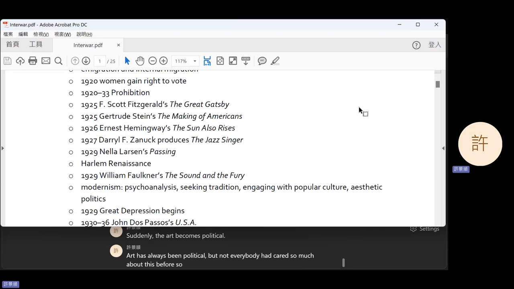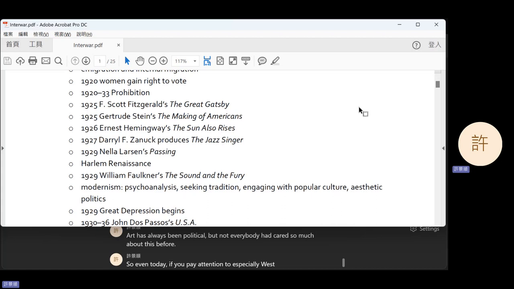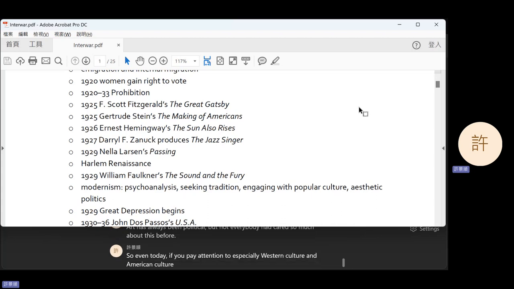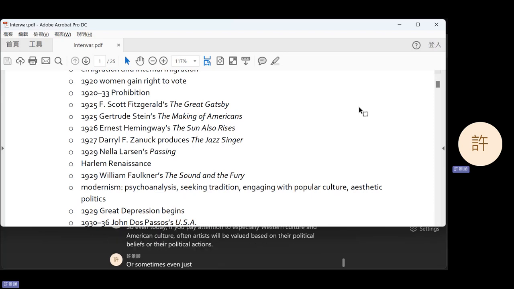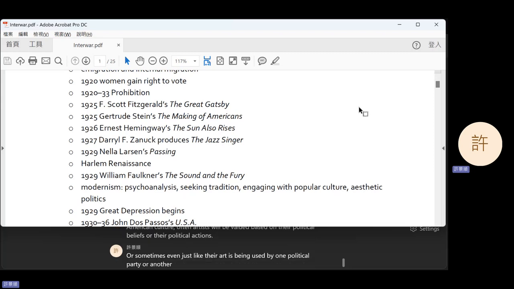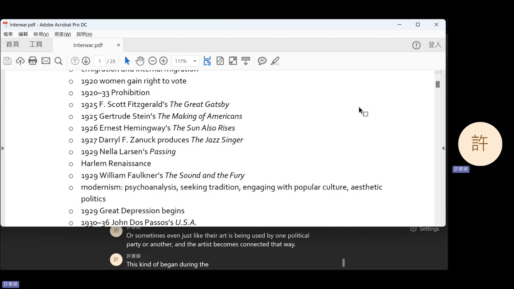So even today, if you pay attention to especially Western culture and American culture, often artists will be valued based on their political beliefs or their political actions, or sometimes even just their art is being used by one political party or another, and the artist becomes connected that way. This kind of began during the modernist era.